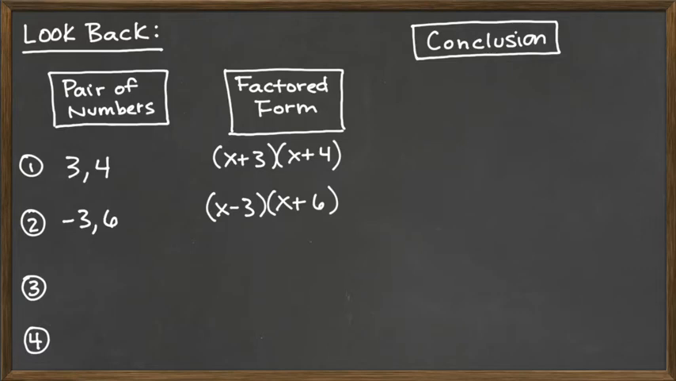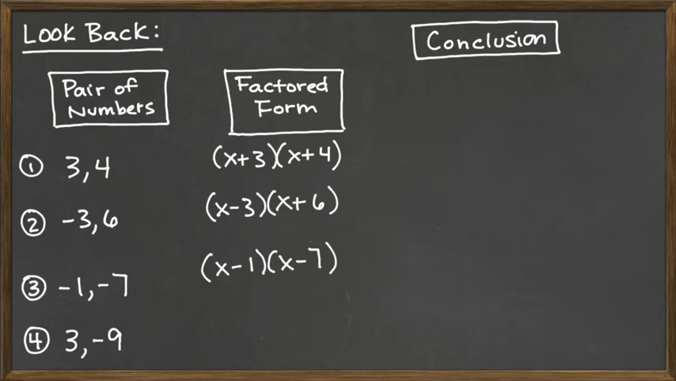For our third example, we had the pair of numbers -1 and -7. So our hypothesis would be that we'd have subtraction in both of those factors, based on the two negatives in the pair of numbers. And that's exactly what we had: x minus 1 times x minus 7. Just to drive home the point, our final combination of signs is when we had a +3 and a -9, and that led to the factored form x plus 3 times x minus 9.